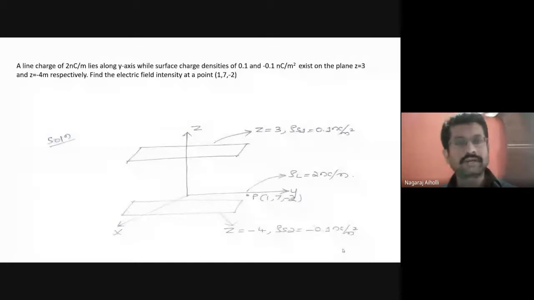The last class we stopped at the numerical, and the numerical is like this. A line charge of 2 nanocoulomb per meter lies along the y-axis, while surface charge densities of 0.1 and minus 0.1 nanocoulomb per meter square exist on the planes z equal to 3 and z equal to minus 4 meter respectively. Find the electric field intensity at the point (1, 7, minus 2). There are three cases here.